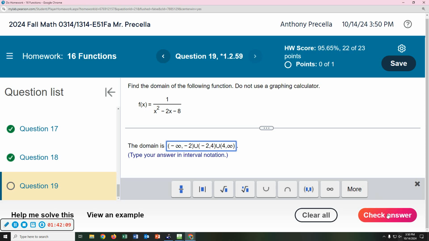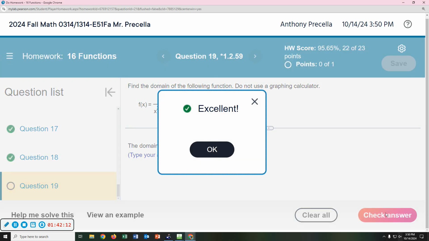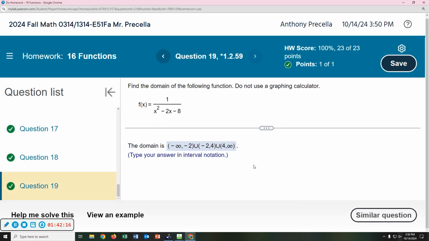I can understand students throwing their hands up in the air saying, wow, why can't we just say all numbers except negative 2 and 4? Well, that's not up to me to decide. Someone else decided it, Pearson. And from a programmer's point of view, it's a lot easier.